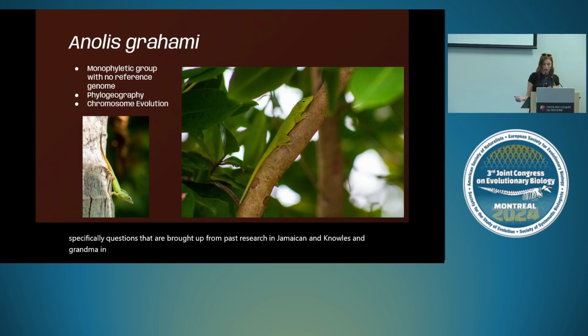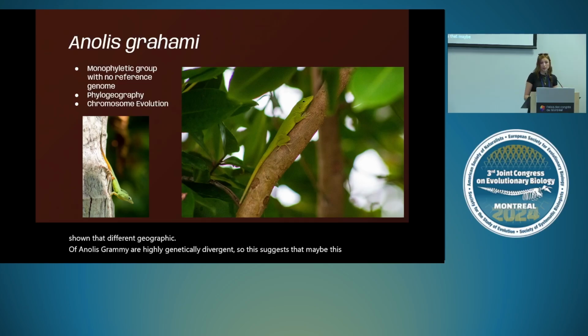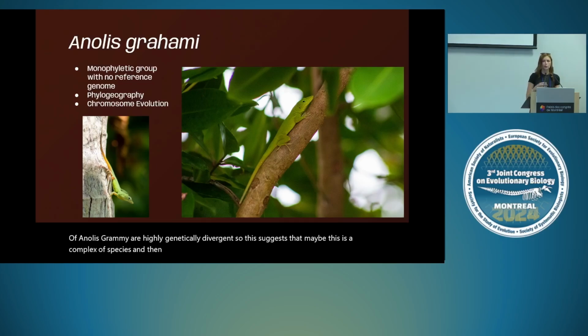Work by Todd Jackman on the phylogeography of this species has shown that different geographic populations of Anolis grami are highly genetically divergent, so this suggests that maybe this is a complex of species. And then also there's been some really interesting chromosomal evolutionary patterns in this species that I'll talk about a little bit later.